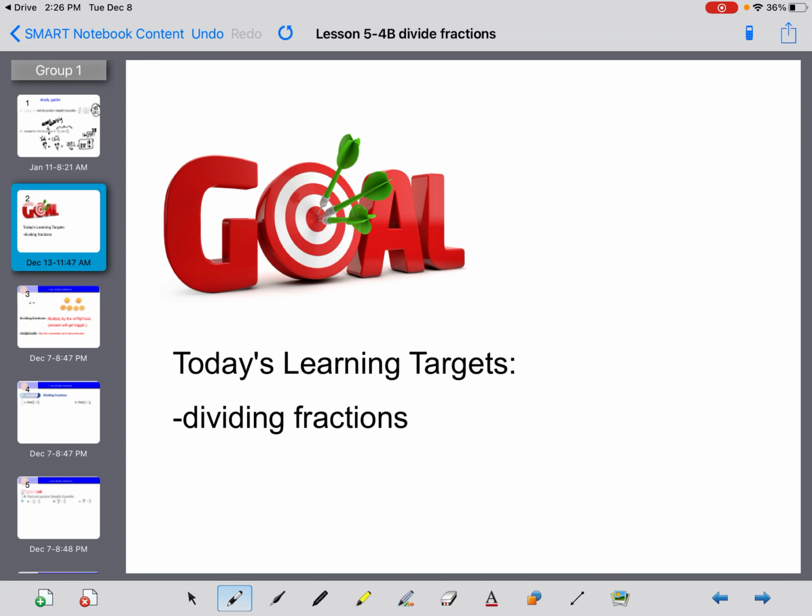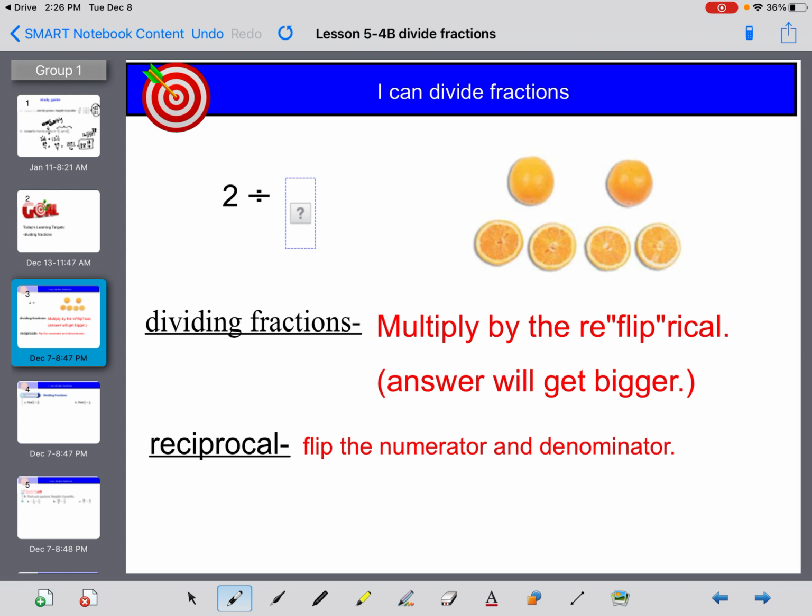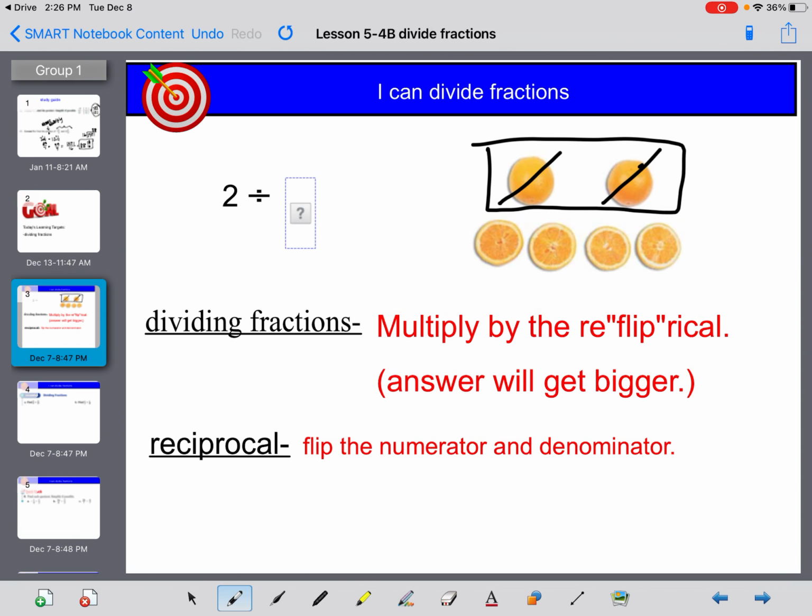Here we go. All right, so today's learning target, now that we've learned how to add and subtract and multiply fractions, today's learning target is to learn to divide fractions. When we're dividing fractions, I want you to take a quick look at these oranges. Do you see that I have 2 oranges right here at the top? And if you take a knife and cut those oranges in half, I now have 4 smaller oranges. But I still have 4 oranges, don't I?